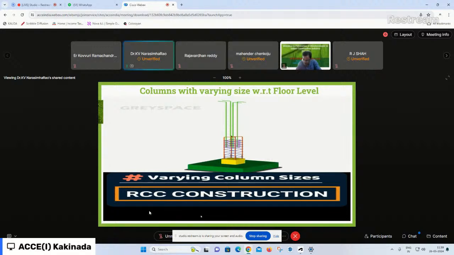In part one, we have seen a column which is concentric with the bottom floor. That is, we detailed the column with respect to varying size and also with respect to the different floor levels. In the earlier case, we saw a column with reduced size with respect to the floor level, that is concentric with respect to its centroidal axis, for principal axis bending. It is concentric with both the major axis and the minor axis.